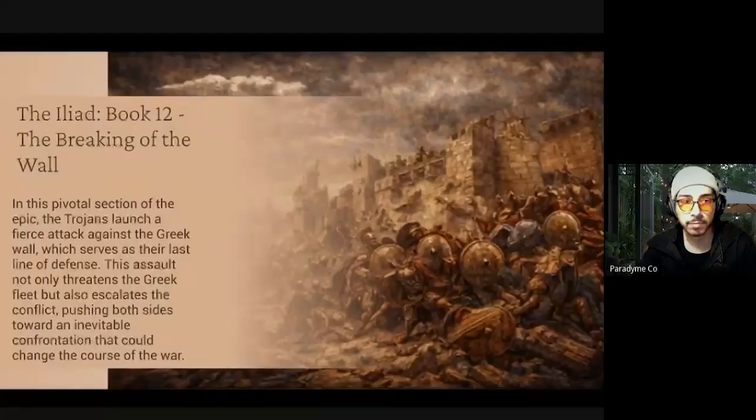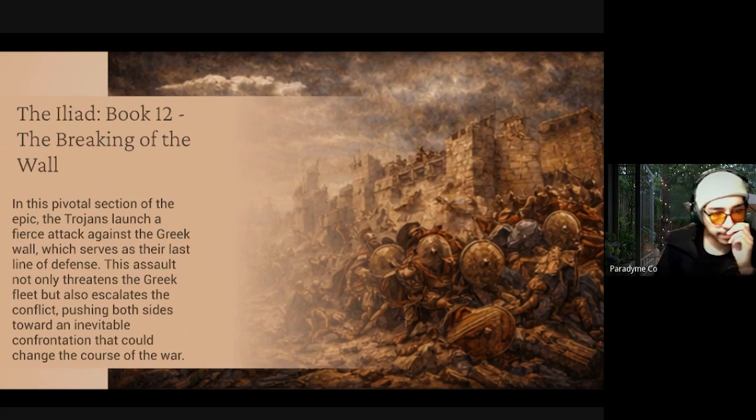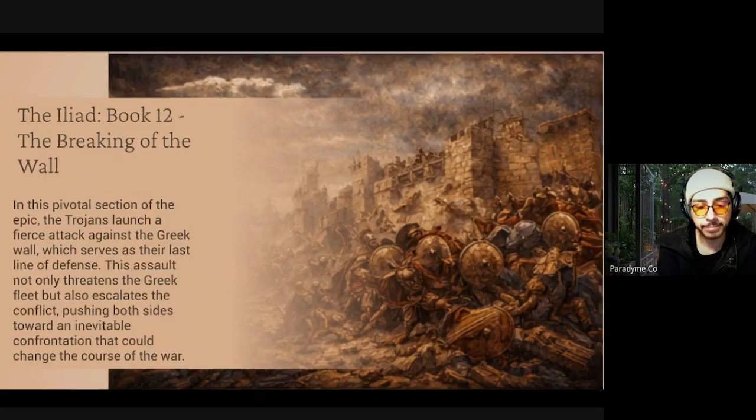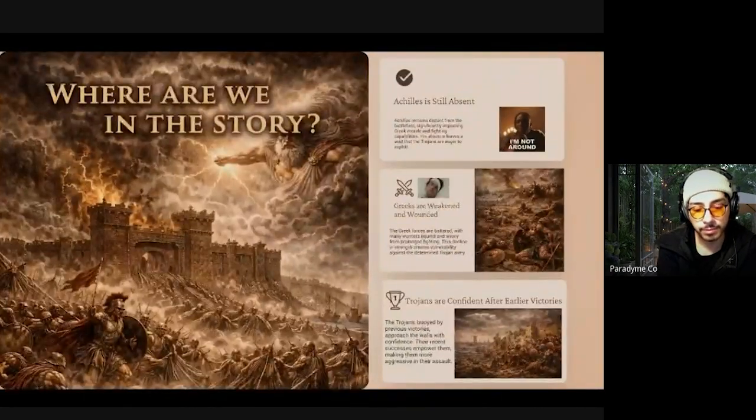Boom. The breaking of the wall. In this pivotal section of the epic, the Trojans launch a fierce attack against the Greek wall, which serves as their last line of defense. This assault not only threatens the Greek fleet, but also escalates the conflict, pushing both sides towards an inevitable confrontation that could change the course of the war. Where are we in the story?